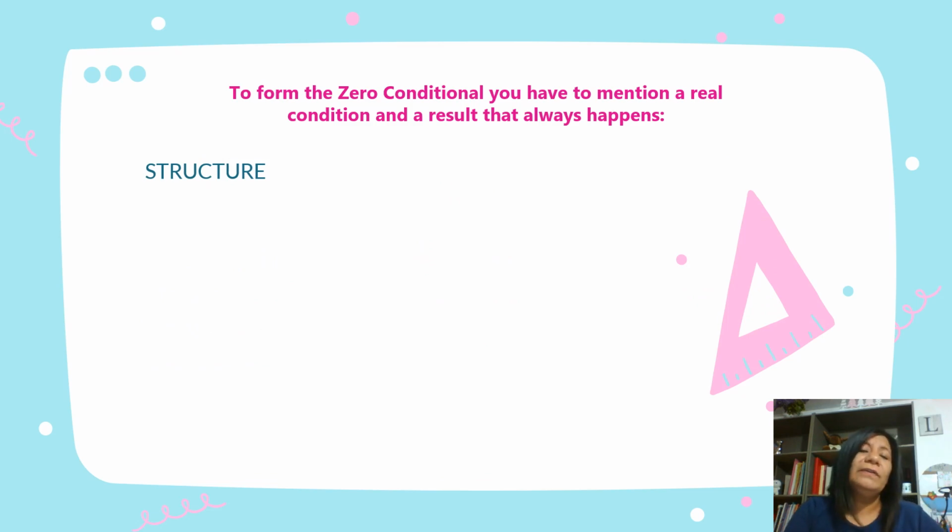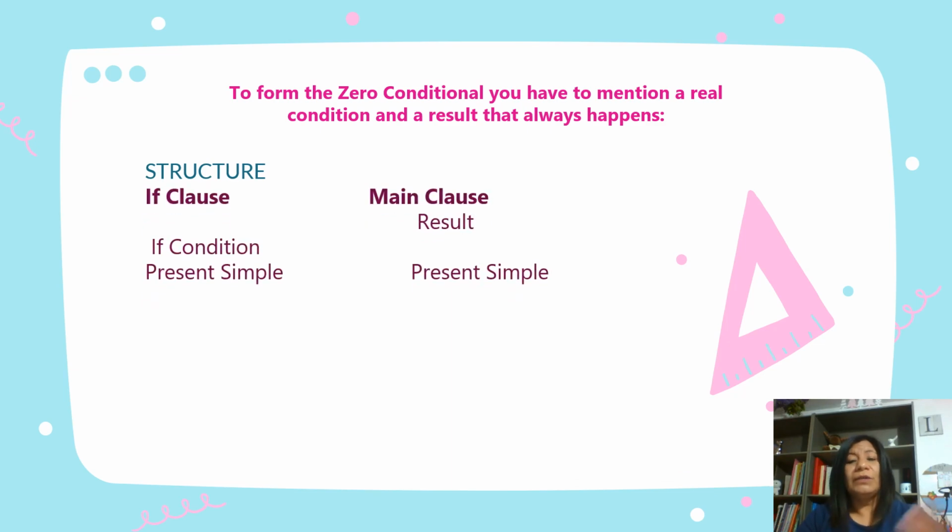First of all, to form the zero conditional, you have to mention a real condition and a result that always happens. What does it mean? Okay. Look at the structure of the zero conditional. We are going to have two sentences that are going to turn into clauses. The first clause is going to be the if clause, and the second one is going to be the main clause. The if clause is the condition and the main clause is the result. Both of them are going to use the present simple. The if clause, present simple, and the main clause is going to use present simple too.